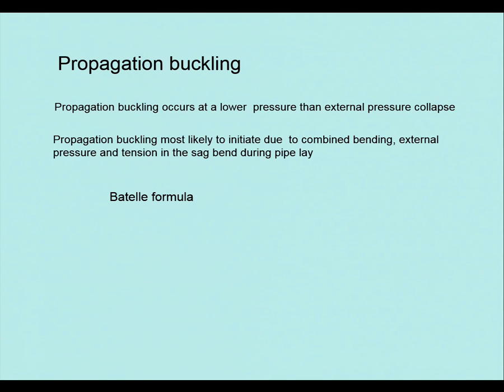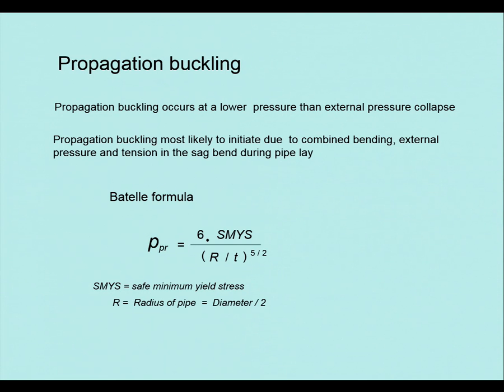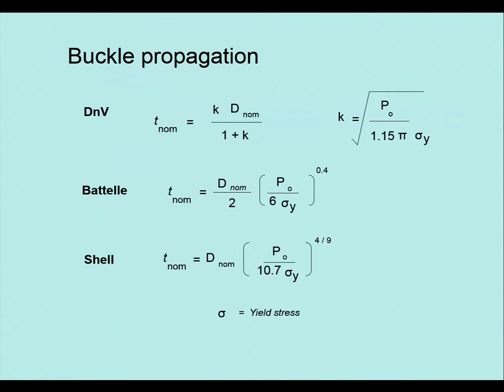And this is basically the Battelle Institute formula, where SMYS is the specified minimum yield strength, R is the radius of the pipe, which is the diameter over 2, T is your wall thickness, and these are all the different formulas that people come up with. Shell come up with their own, Battelle Institute, DNV, but they're all much the same, and you choose which one you want to use.